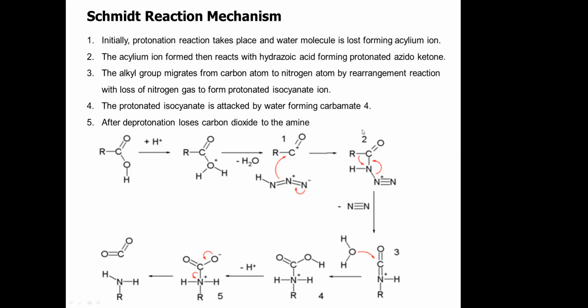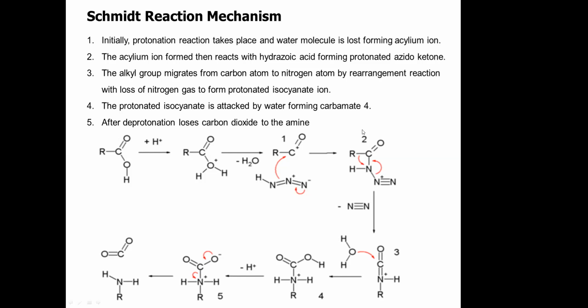So the next step is attack of your water. Your protonated isocyanate gets attacked by your water moiety to form a protonated carbamate. Okay, and the next step is loss of a proton from your carbamate. Okay, in doing so there is a loss of carbon dioxide and your amine is liberated. So it undergoes deprotonation. This leads to a loss of carbon dioxide and to form the amine.